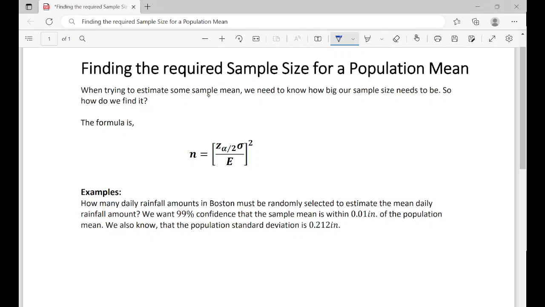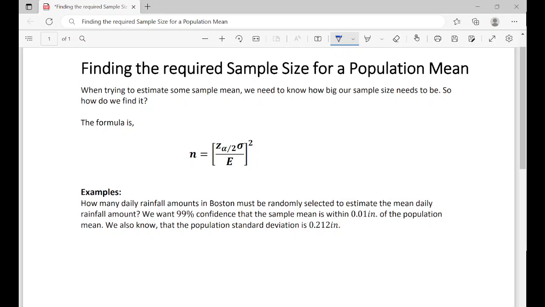When trying to estimate some sample mean, we need to know how big our sample size needs to be. So how do we find it? Well, we find it by using this formula here. N equals z sub alpha over 2 times the population standard deviation sigma over the margin of error, and all that is squared. So when you are given sigma and you're trying to find a sample size, this is the formula you need to use. That's your biggest clue.